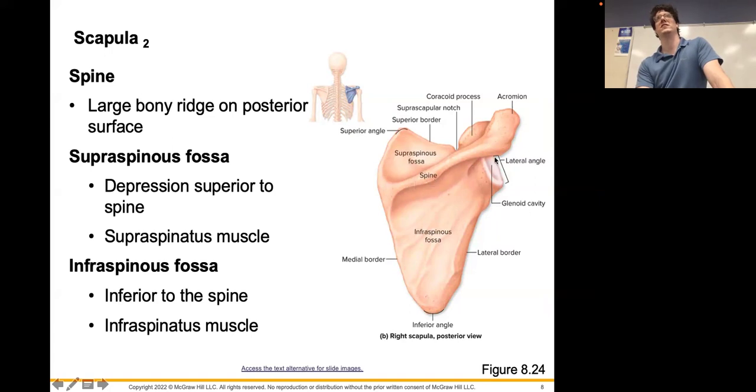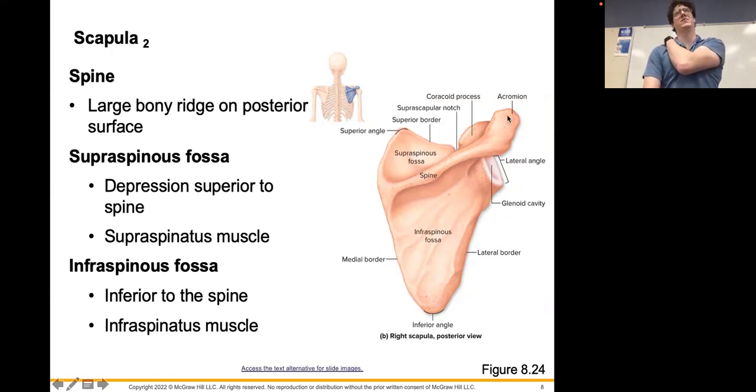So on the posterior side, we have this big thing called the spine. You can actually feel this. So if I told you to reach back and touch your scapula, you would probably first touch the spine. The easiest thing to notice whenever you're trying to find your scapulae is actually going to be this big bony ridge. So this big bony ridge has to point posteriorly, okay? And you can actually, like I said, feel this whenever you're feeling your scapulae. We have muscles above it and muscles below that spine, okay?